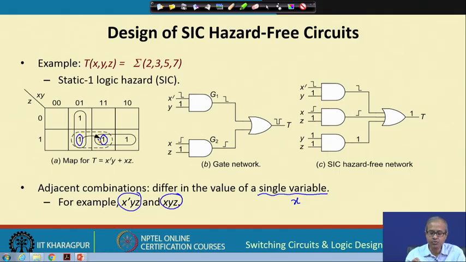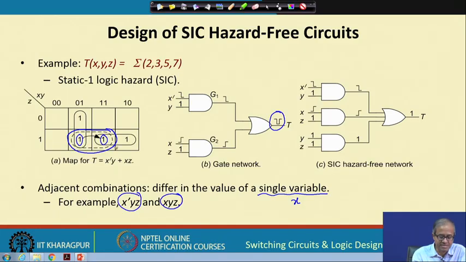Now, in order to avoid this hazard, this kind of a glitch, what do you do? You look at these adjacent cubes and you see that there are two adjacent cubes, so you also include this cube in your implementation. Well, this may not be minimal, you are adding one more gate, but you are avoiding the hazard.